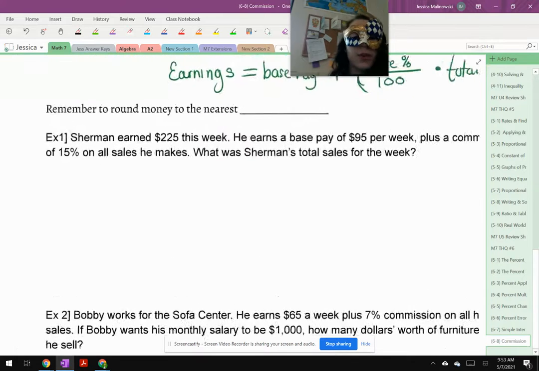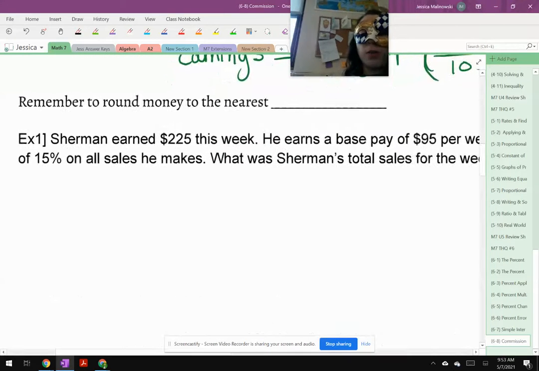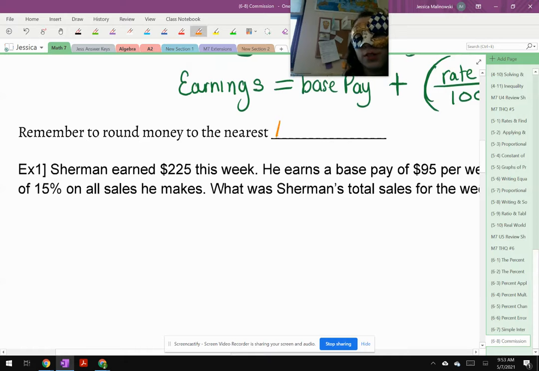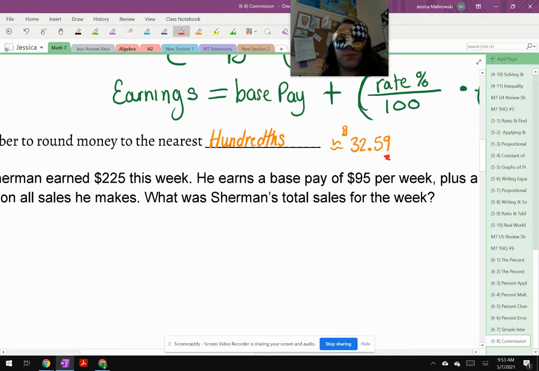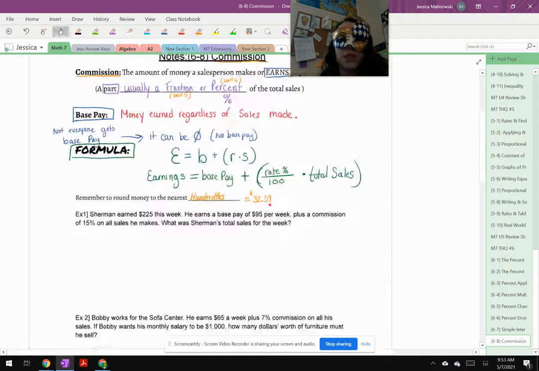Last but not least, I want to remind you that when you're dealing with money, you want to be rounding to the nearest hundredths. Something like $32.59, 2 decimal places. We will take a look at some examples now.